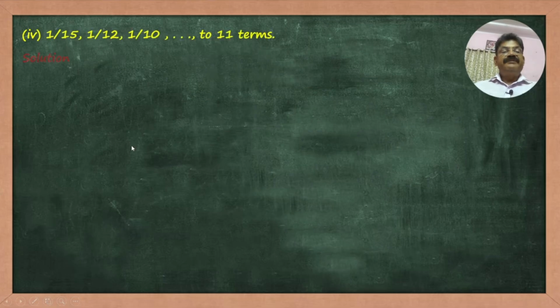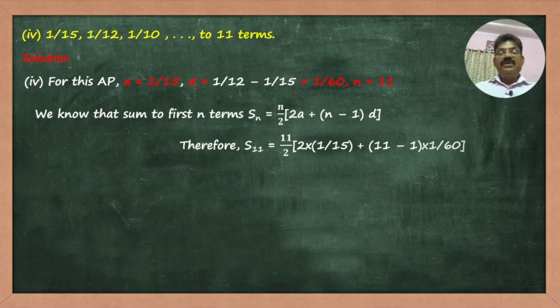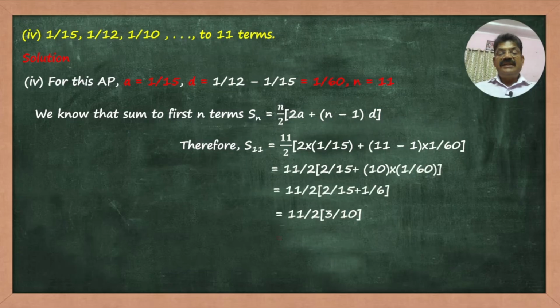Fourth problem. For this arithmetic progression, a is equal to 1 by 15, d is equal to 1 by 60, and n is equal to 11. Substituting these values in Sn, you get S11 is equal to 33 divided by 20. So you have to substitute those values and simplify without committing any mistake. So you will get the answer as 33 divided by 20.